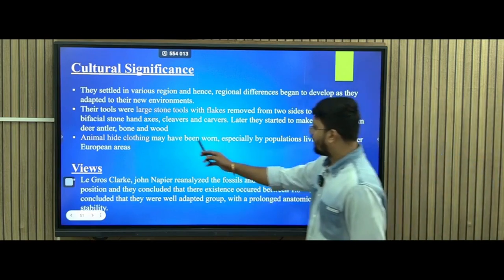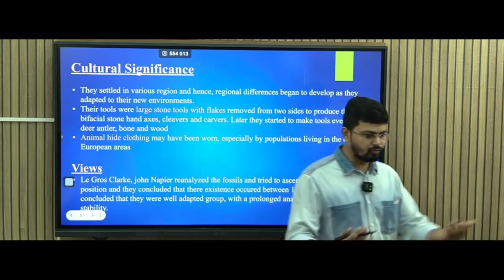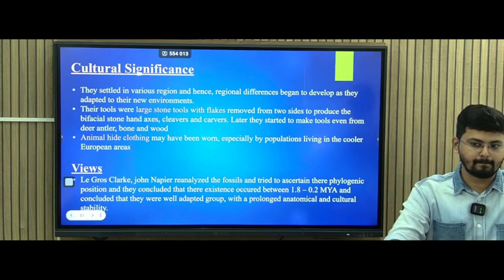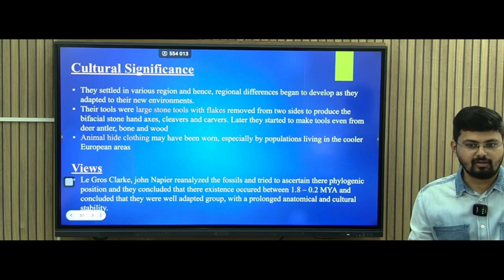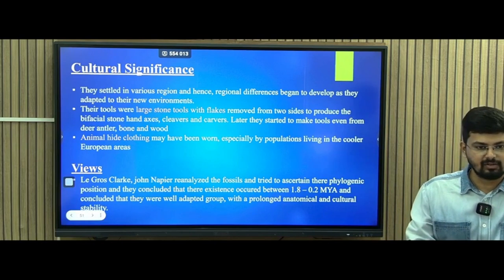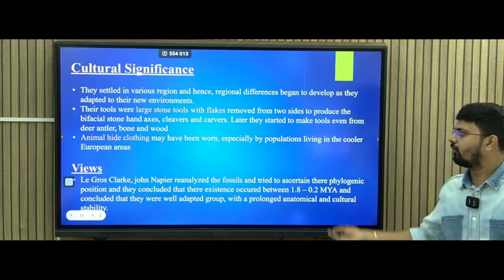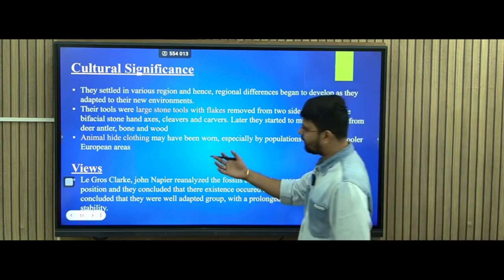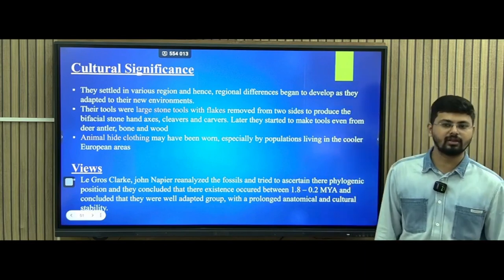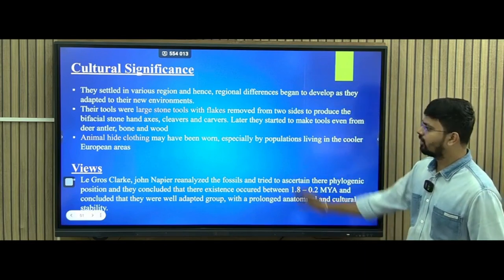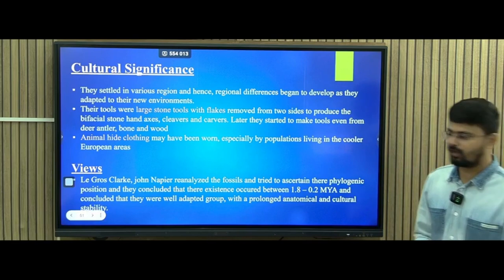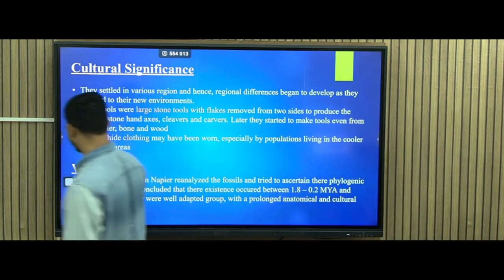And animal hide clothing, how did they use clothing? Using animal skin. At that point of time, they had either leaves or animal skin. Leaves get dry anyway, so the only option they had was animal hide clothing, especially the populations living in the cooler European regions. So this is with respect to their cultural significance. I told you they were the ones to use fire. Other examples we'll also see.